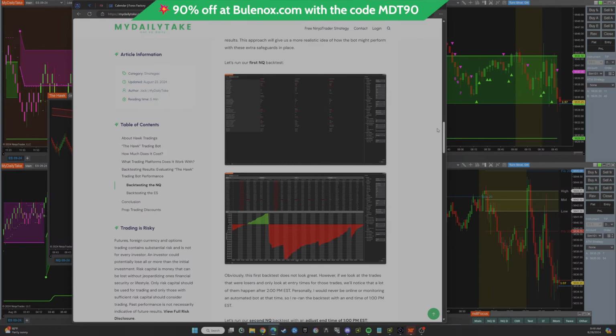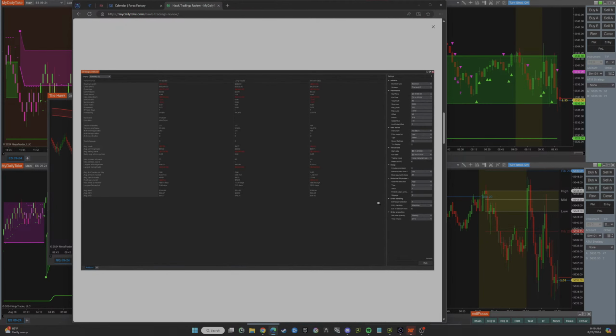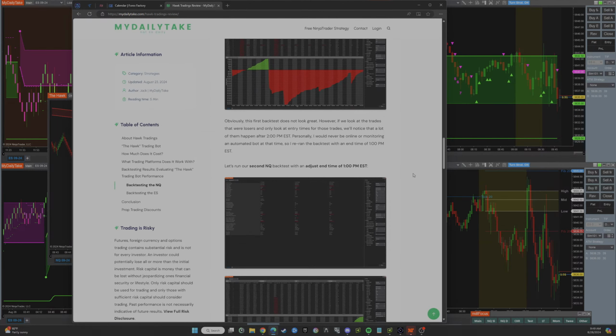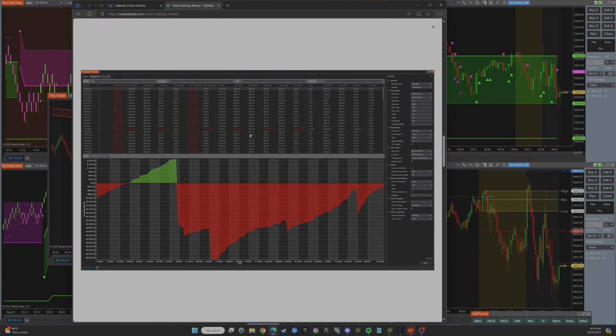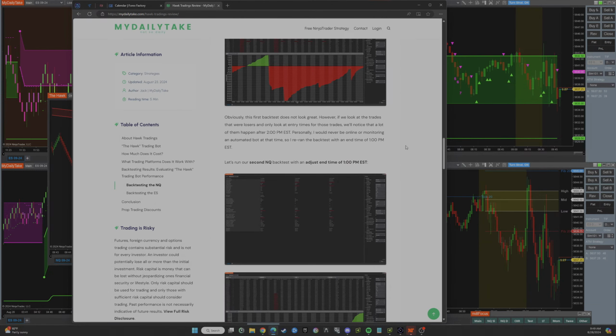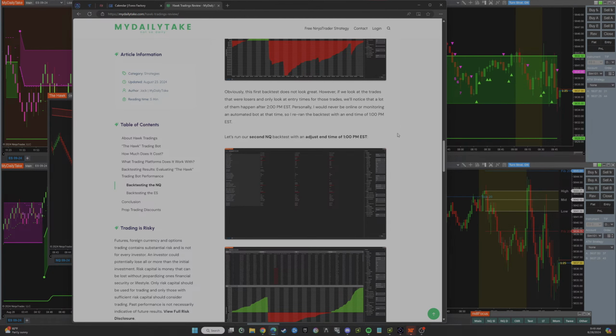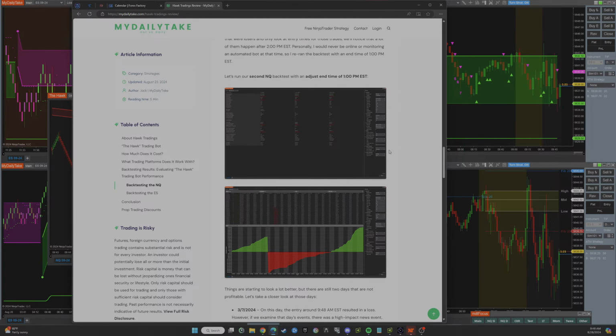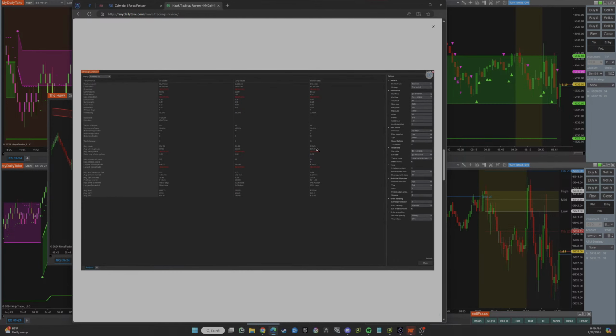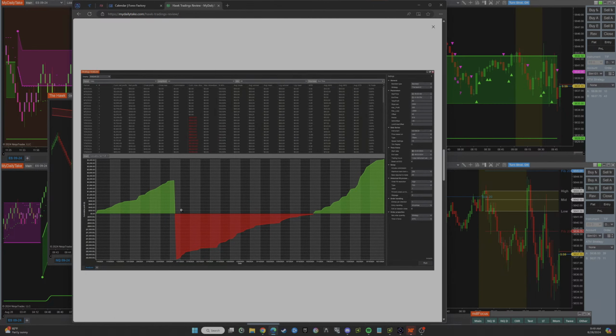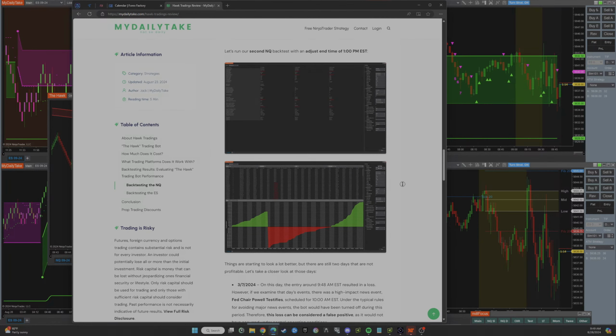So I did a backtest on it. If you look at high one tick data, it initially backtests bad, right? But if you look at it, a lot of the losing trades happened after 2 p.m., and I wouldn't trade past that. So if you take those out, this is what it looks like. Right, one loser here or two losers.